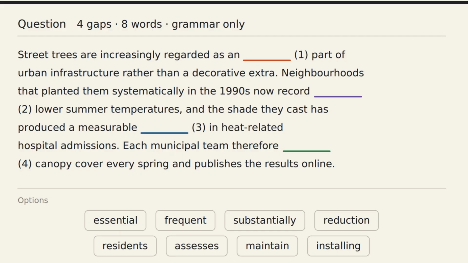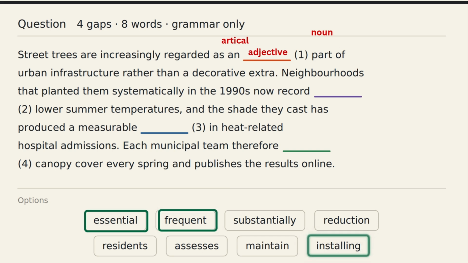Okay, now let's go back to our question. And this time, what's the process? Don't think about the meaning first. Think about grammar. Think about the gap. What's on the left? An article. And what's on the right? A noun. What's needed? Article plus gap plus noun. We need an adjective. Our adjectives are essential, installing, and one more option. So let's go one step further.